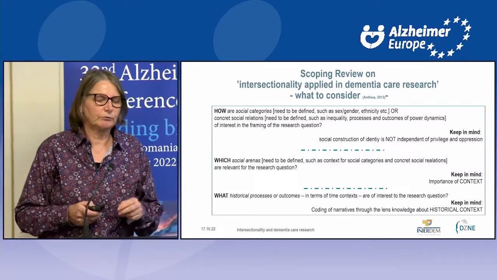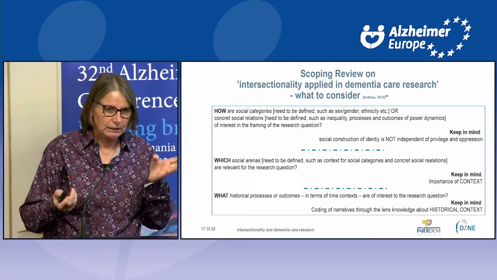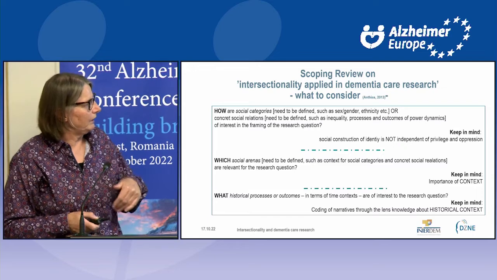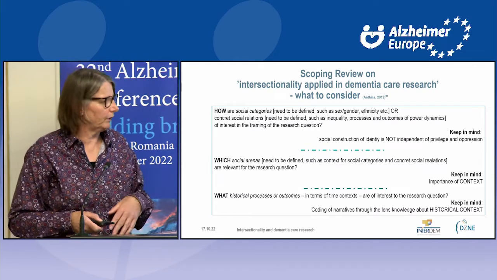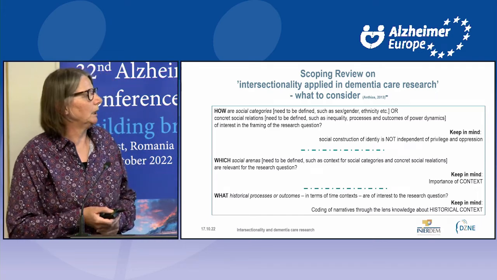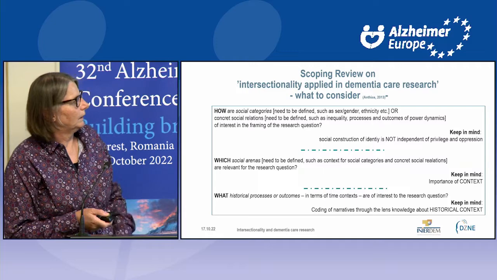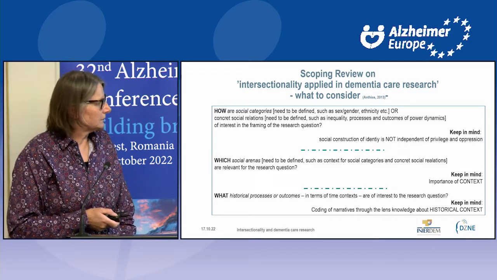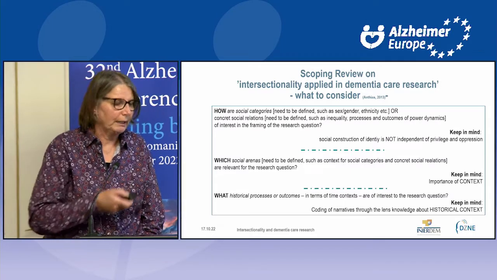The second one is which social arena. In our case, that is dementia care research. But it's also dementia care in different kinds of care settings. It could be about family caregivers, but it could also be about distancing of care. So everything that we need to define. And then the next one, we were talking about it this morning with my colleague Francisca, who was also here: what historical processes or outcomes?